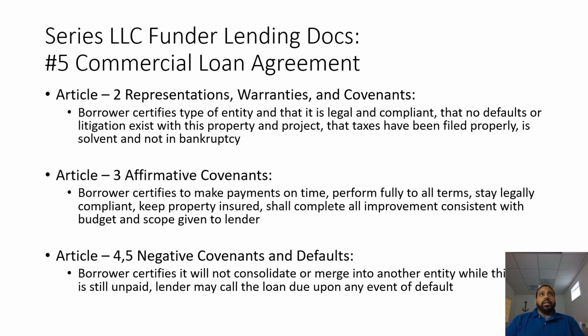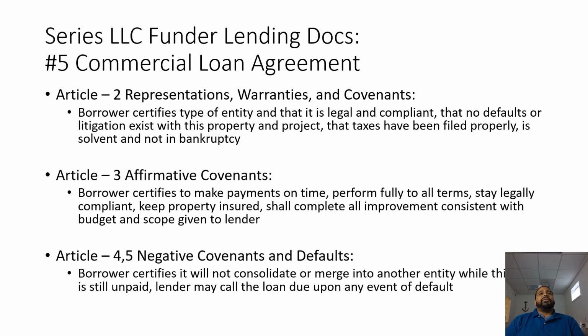Article 2 was the representation, warranties, and covenants article, which stated that the borrower certifies that the type of entity and legal structure is compliant and legal, and that there are no defaults or litigations that currently exist with the project or the property, and that the taxes have been filed properly, and that the members of the LLC are solvent, financially capable, and not in a bankruptcy status.